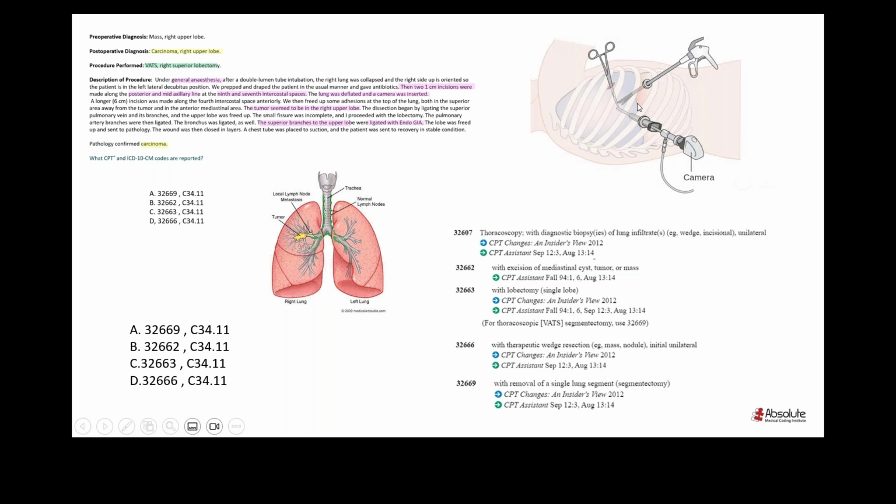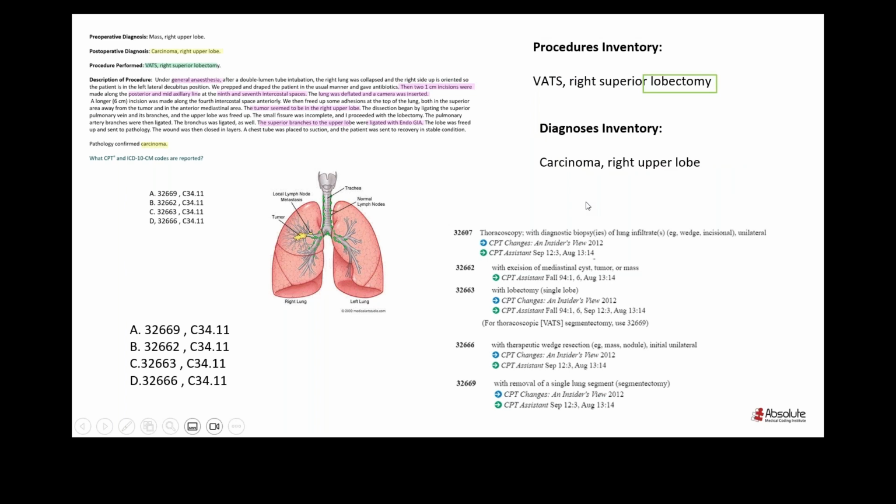And this is another image which is showing a video assisted thoracoscopic surgery. There are multiple incisions placed, and through one of them a camera is inserted, with the help of which the procedure is completed. With that said, option D is coding for a thoracoscopy with therapeutic wedge resection, initial, unilateral. Cross-checking with our procedure inventory, we had lobectomy and not wedge resection. That means option D is incorrect.